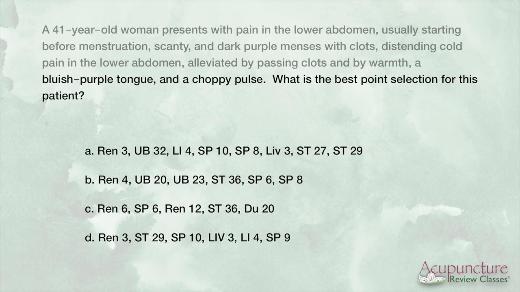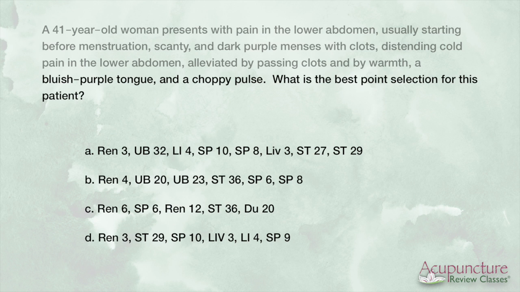Now, even though there may not be tongue and pulse questions on your acupuncture module, my advice to you would be to go back and re-look at your tongues and pulses, okay? Because I think it's imperative and it helps you quite a bit. For instance, we have a bluish purple tongue and a choppy pulse. Choppy pulse is going to be either blood deficiency or blood stagnation.